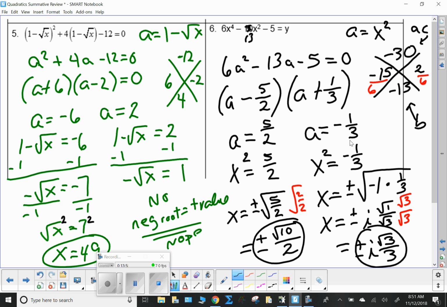All right, that's it. That's using quadratic methods to solve non-quadratic functions. And again, on any one of these, you could also have used the quadratic formula. If you've got questions, be sure you bring them in and ask.